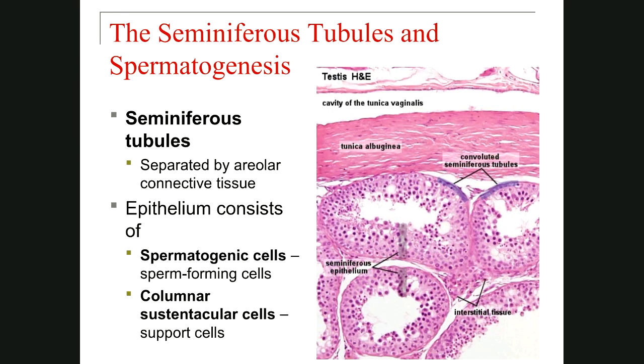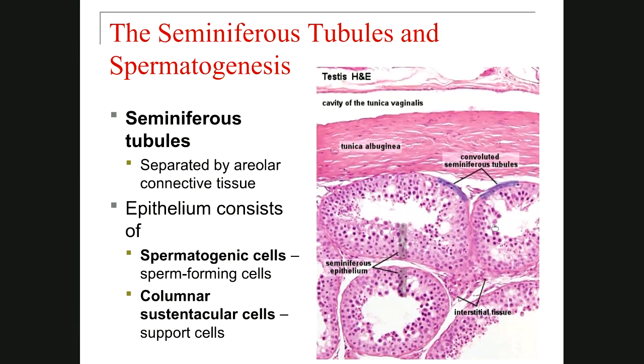Here you can see the microscopic structure of the testis. In this microscopic structure, you can see the tunica albuginea. Here is the cavity of the tunica vaginalis, and this is the parietal layer of tunica vaginalis. And in this picture, you have these cross sections. Each of these cross sections is the cross section of one seminiferous tubule. In this seminiferous tubule, the process of spermatogenesis takes place.